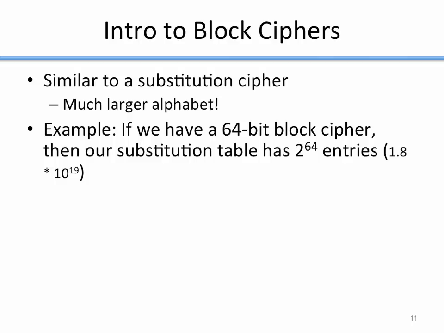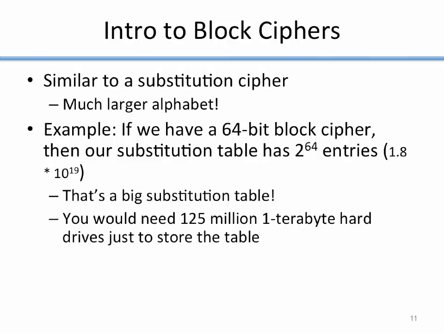If that's the case, then our substitution table would have 2 to the 64 entries, which is a lot. That's 1.8 times 10 to the 19 different entries. If I were to try and store that table, I would need 125 million 1 terabyte hard drives. It's huge because we've greatly expanded our search space. So when we looked at substitution ciphers in the earlier lecture, we were just talking about 26 letters, right? You take 26 letters and you build a one-to-one mapping. Well, now we're talking about 64-bit numbers and building a one-to-one mapping. And it's just an absolutely enormous table, far beyond anything we could store or compute reasonably.